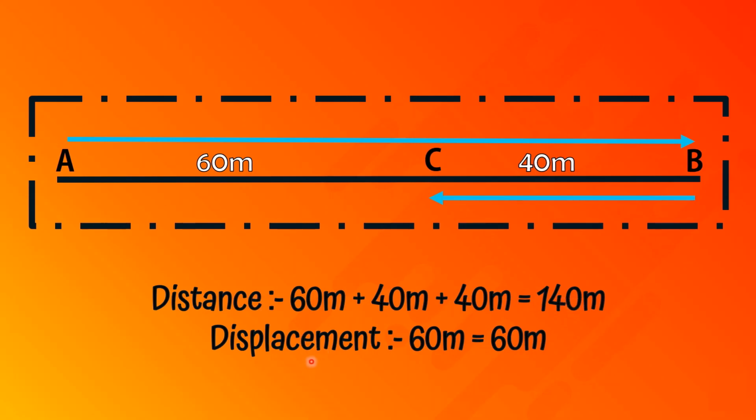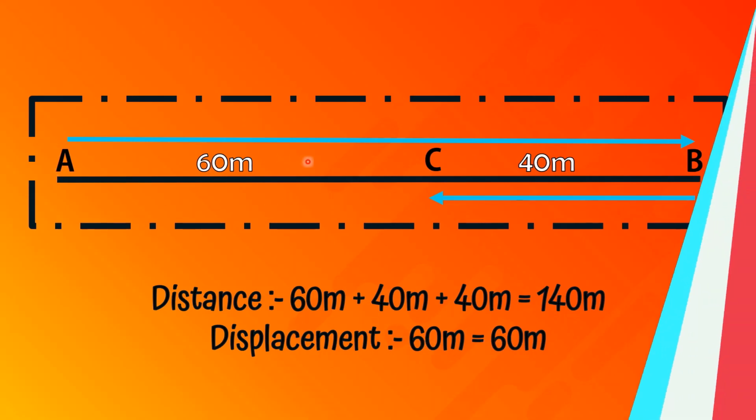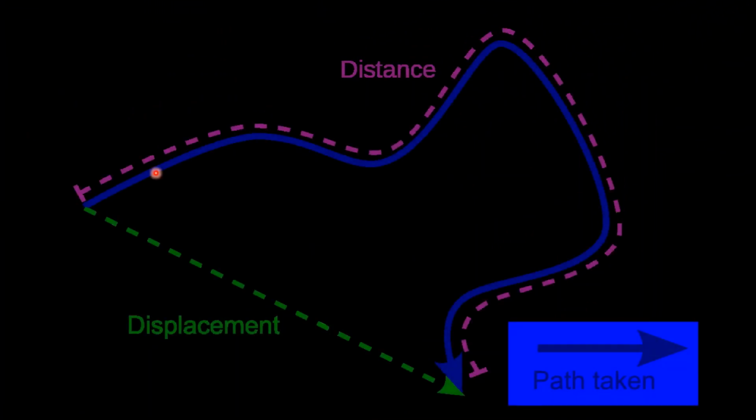So let's find the displacement from A to C. That means the shortest path is A to C. I mean the shortest path from A to C is this, and this line is 60 meters. Displacement equals 60 meters. This long path is distance and this short path is displacement.